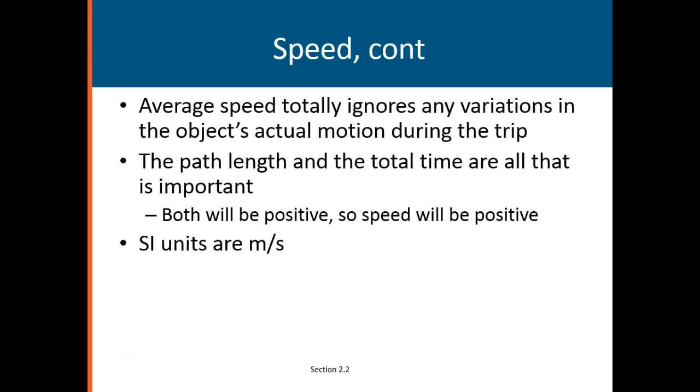Okay? Then I turned as I went back and went basically to the west on the street that I live on until I got to the top of the hill, take a right. It doesn't care what directions, what I'm actually doing. Average speed is just how far I traveled divided by how long it took. The path length and the total time are all that's important. Path length, how far did my wheels turn on the road, okay? Both will be positive, so speed is typically given as a positive quantity.